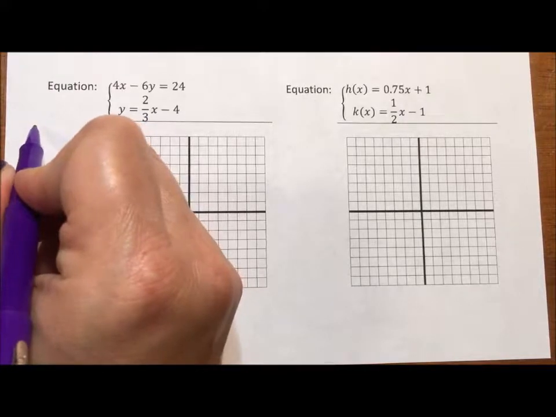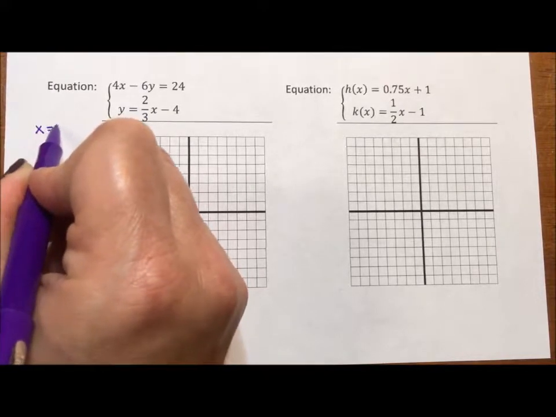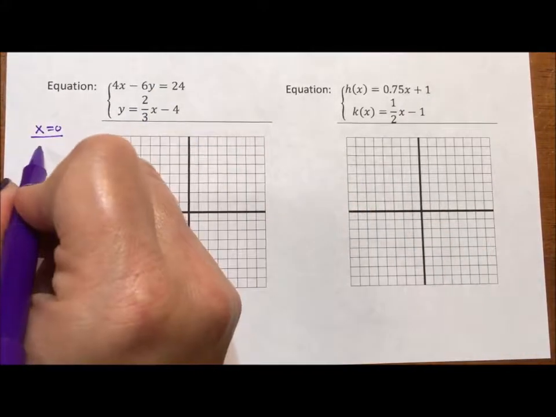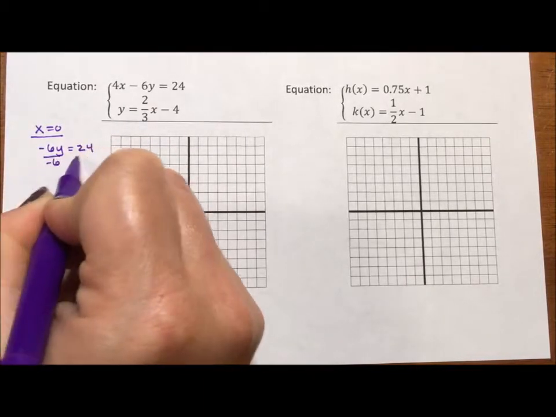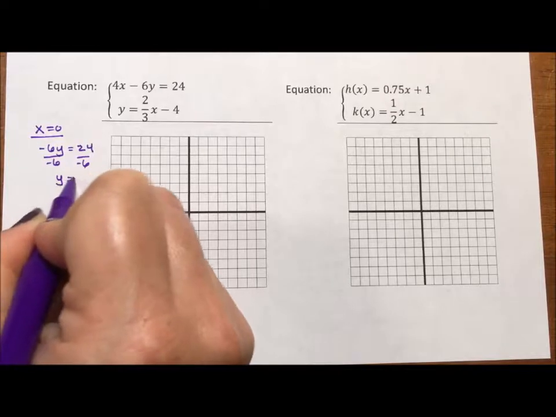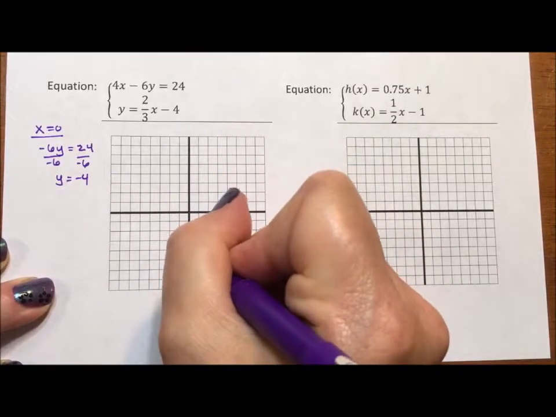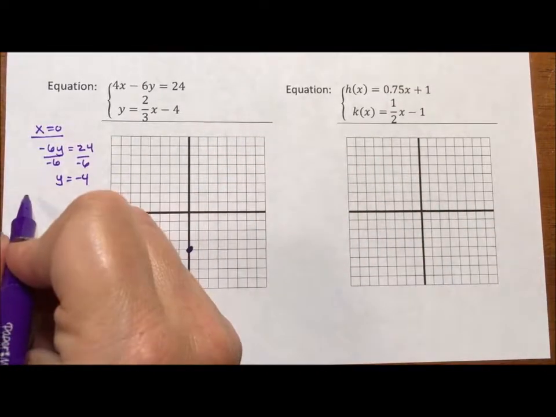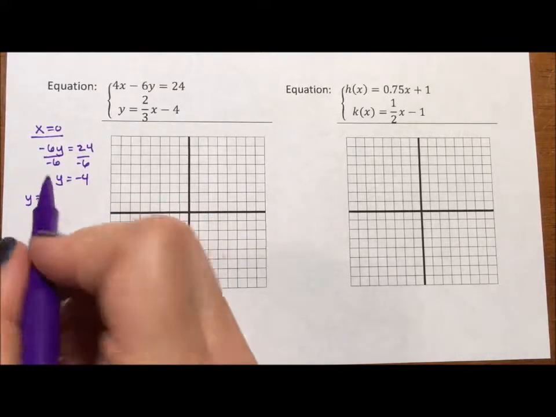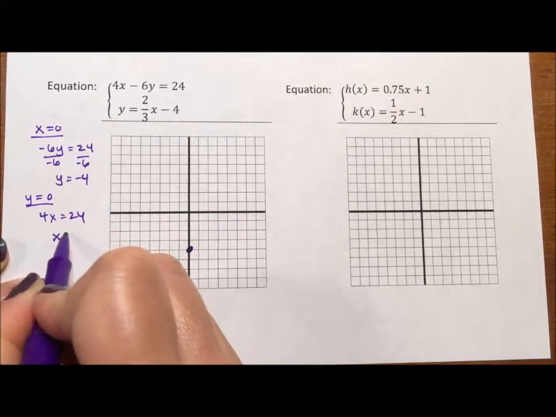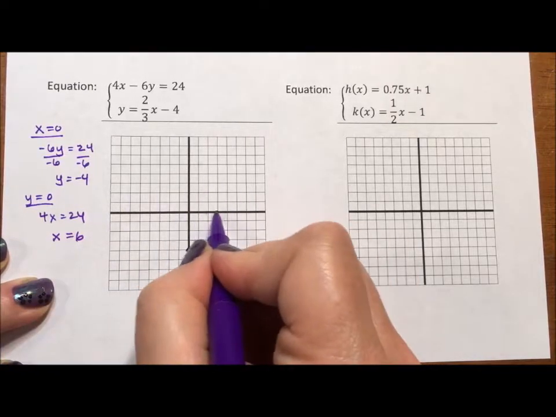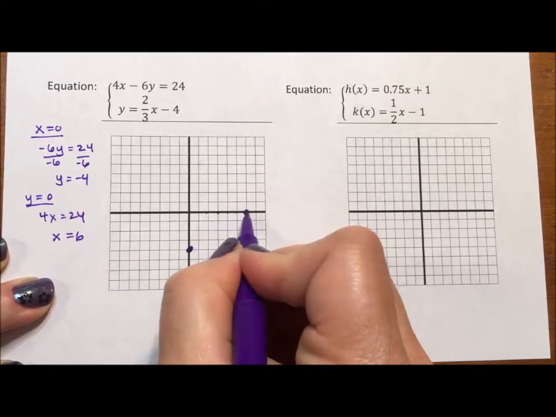The first way is with the intercepts. I say, hey, what happens if x is 0? If x is 0, then negative 6y equals 24, and if I divide by negative 6, y is equal to negative 4. Well, what happens if y is 0? Well, if y is 0, then 4x equals 24, which is x is equal to 6. 1, 2, 3, 4, 5, 6.